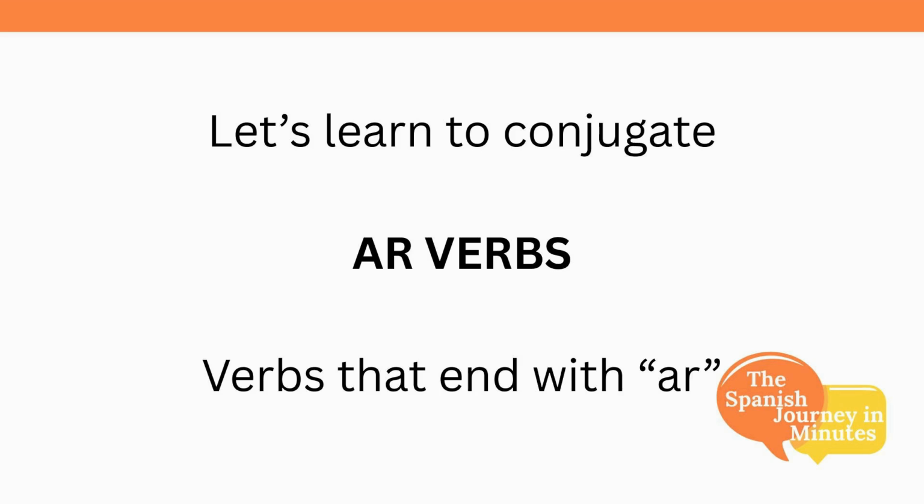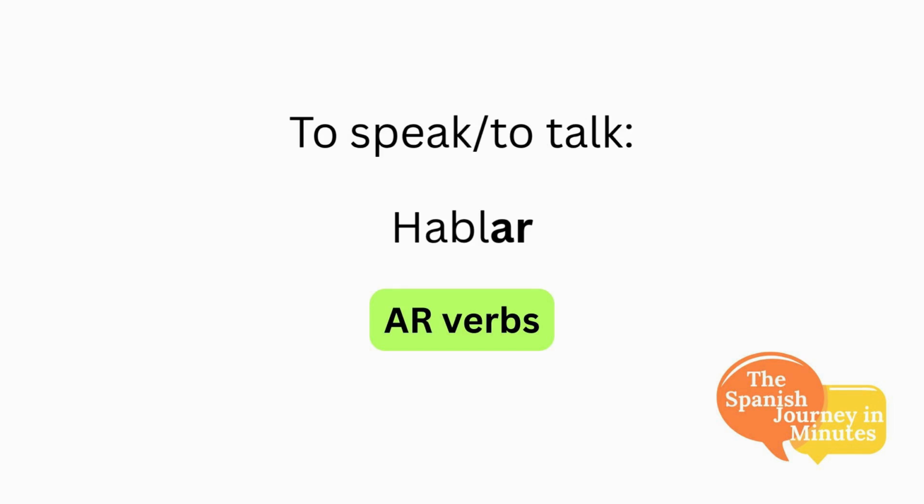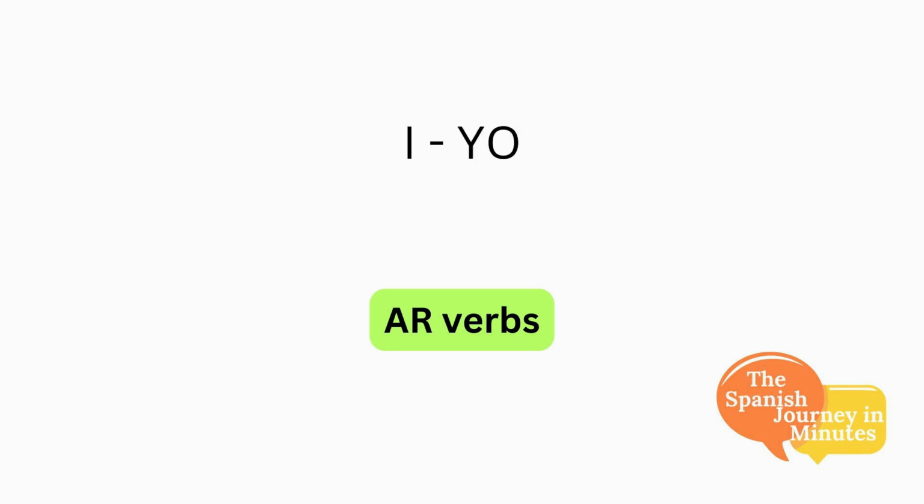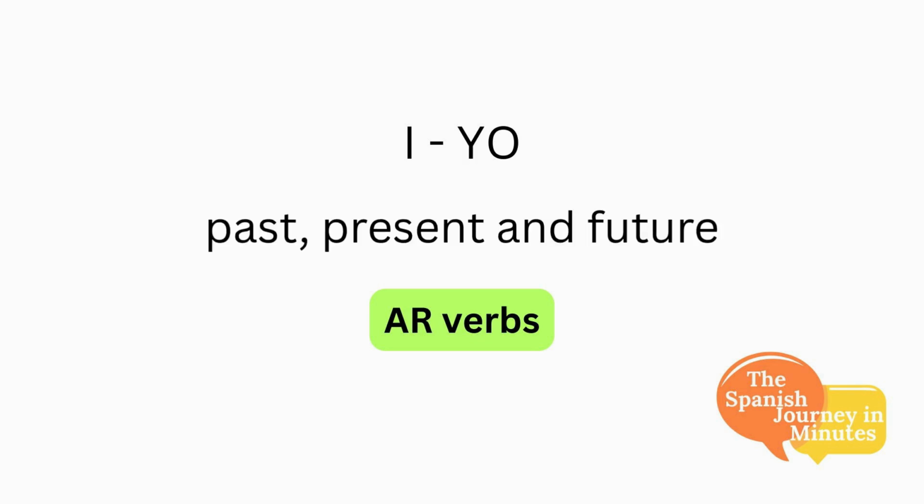In this lesson, we are going to learn how to conjugate AR verbs. What is an AR verb? A verb that ends with AR. As an example, I am going to use to speak or to talk. To speak or to talk, same thing in Spanish, hablar. We are going to start using the subject I, yo in Spanish. And we are going to talk about the past, the present, and the future.